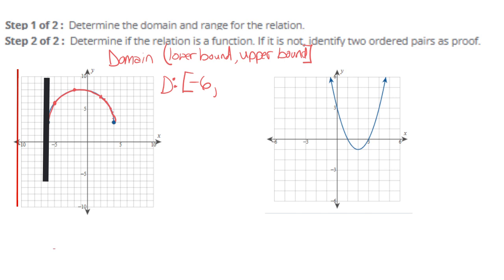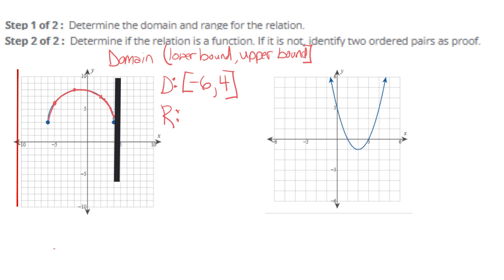And then the upper bound is the farthest, the biggest it gets. And so the biggest, I keep dragging this line over here, the biggest it gets is right here. That's the biggest x value. And that's at 4. And it does actually hit at 4. So I'd say that the upper bound is 4, and I would do a bracket because it actually hit it. Okay, now we're going to do the range.